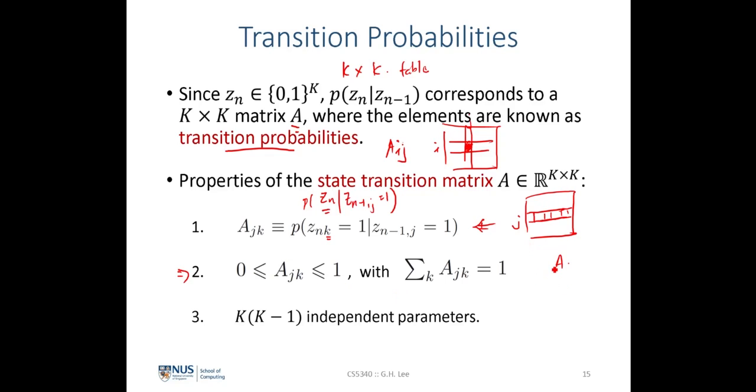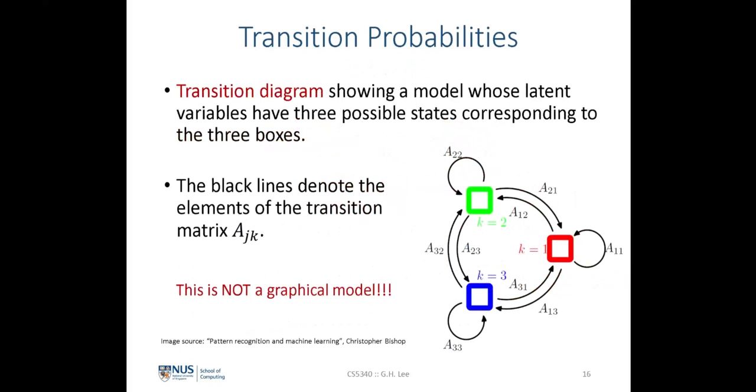We also call this particular matrix the stochastic matrix. Since every row of the stochastic matrix, or the state transition matrix, must sum to 1, for each row we would need k minus 1 parameters to describe it. Since we have k rows, altogether we would have k multiplied by k minus 1 independent parameters to describe the state transition matrix.